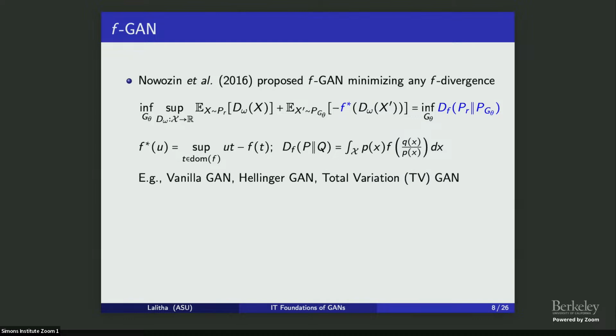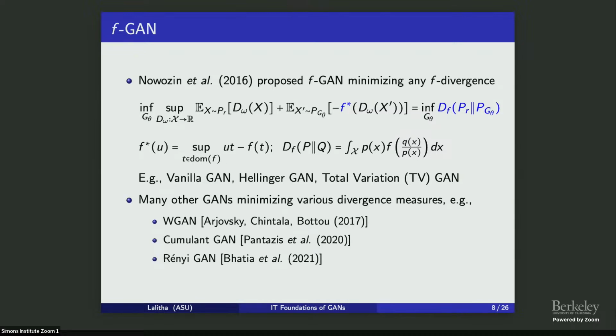Depending on the F you choose, you can get back the vanilla GAN, or the Hellinger GAN, or the total variation GAN. So these were the GANs people are interested in. In fact, Nowozin's paper has all kinds of Fs and all kinds of corresponding GANs, right?